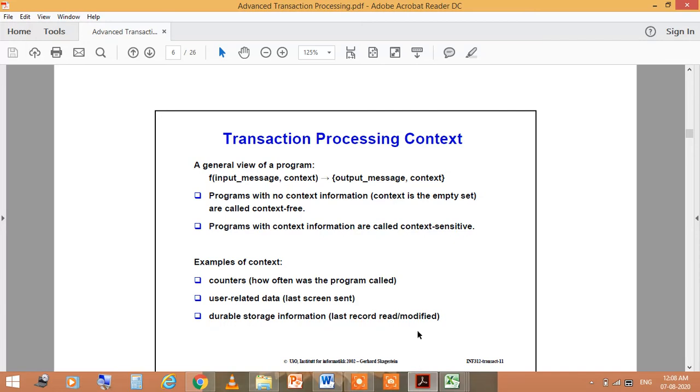A general view of a program, like F: you see here F takes the input message and context, and transforms them into the output message and the same context. Programs with no context information contain an empty set as context. These are called context free. Programs with context information are called context sensitive. Examples are counters, user related data, durability, storage.